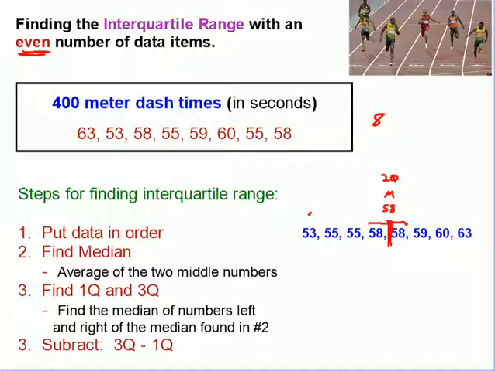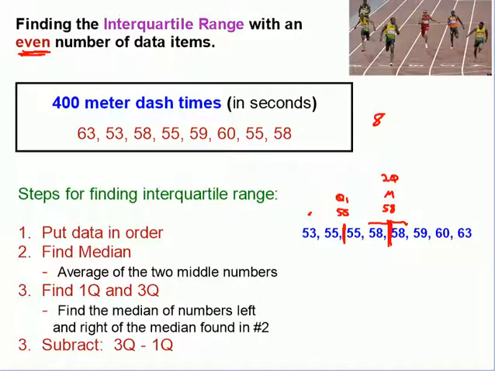Now I have to look on both sides of these to find a median. And I find myself in the same situation. I've got 2 numbers over here. I've got to find the median. Well, 55 and 55 is the median between those. You add them together, you divide them by 2, you check it on your calculator, you're going to get 55. So I put my line right here, and this is my first quartile, my Q1 or my 1Q.